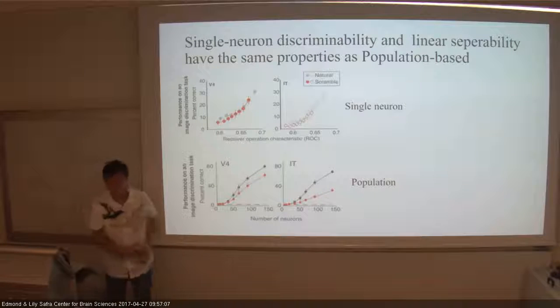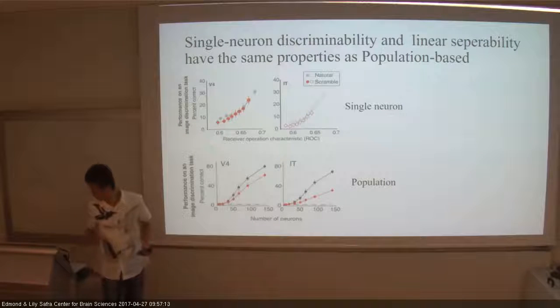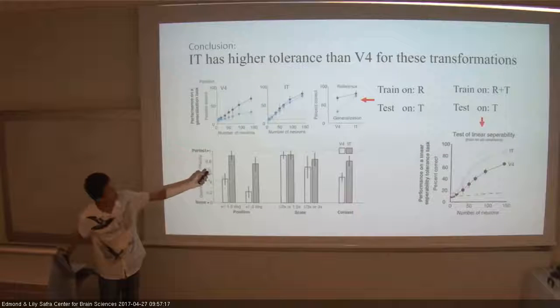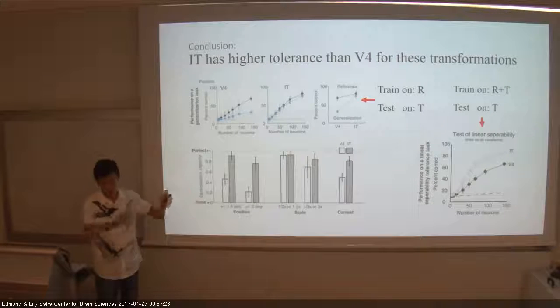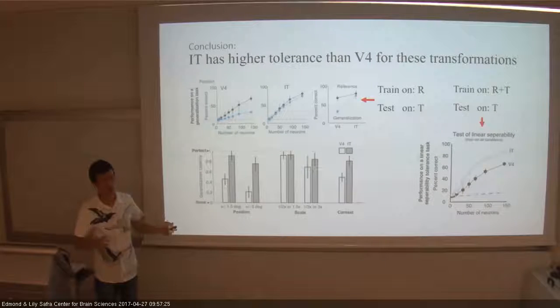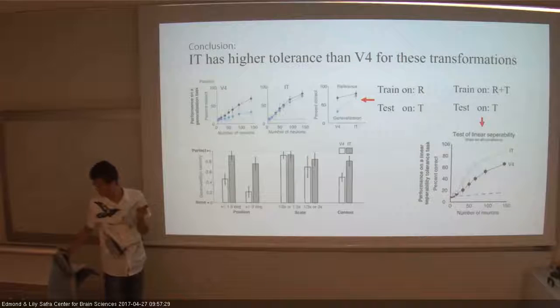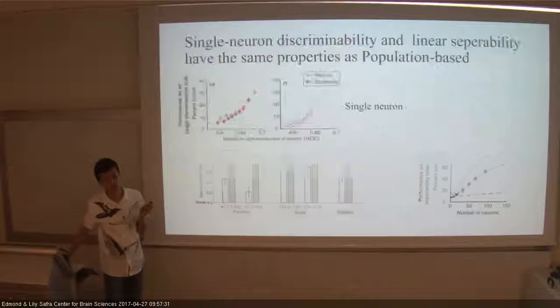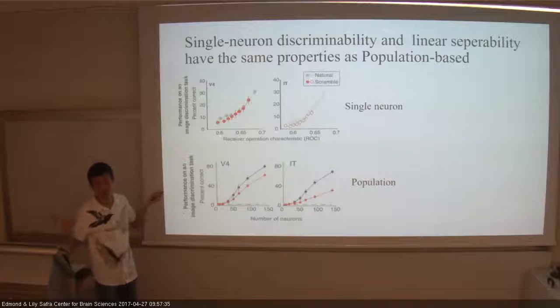Okay. So I'm confused because in the previous slide, the IT neurons perform better. No, this is tolerance. Yeah, this is again tolerance. This is tolerance to changes in position or in scale. And this is the result of scrambling. So this is the part Ilan saw before.